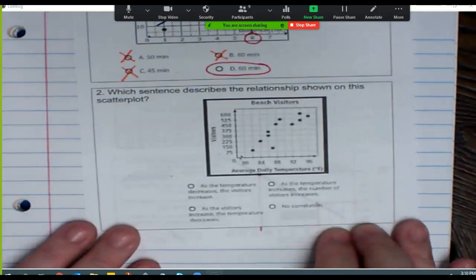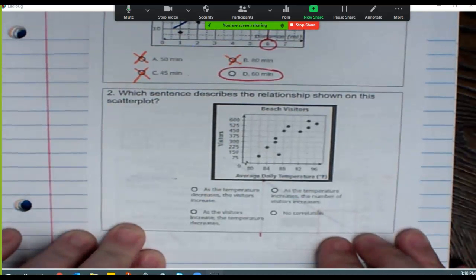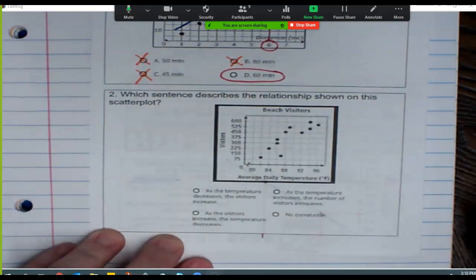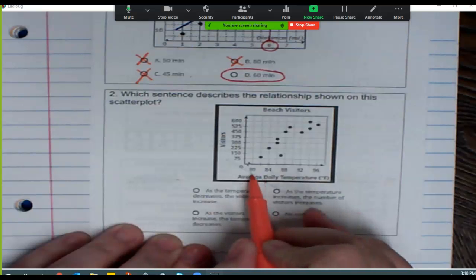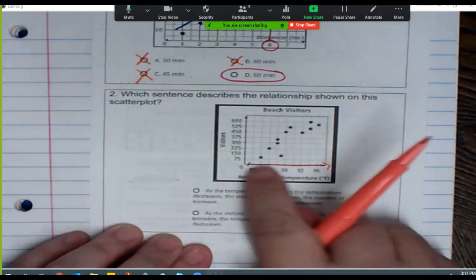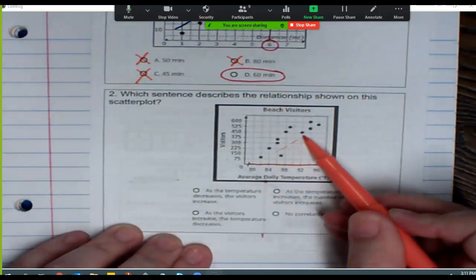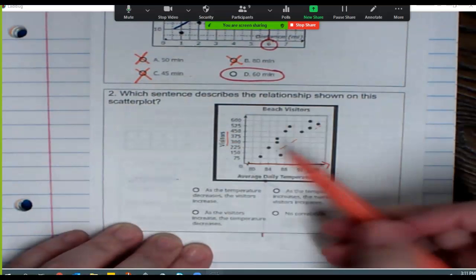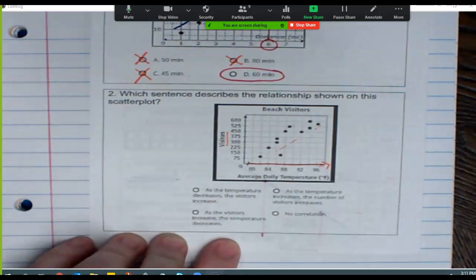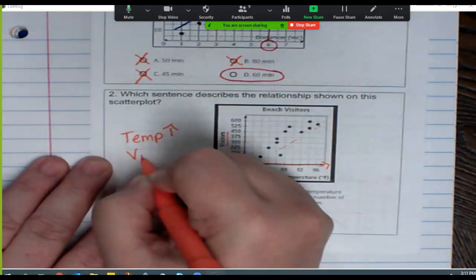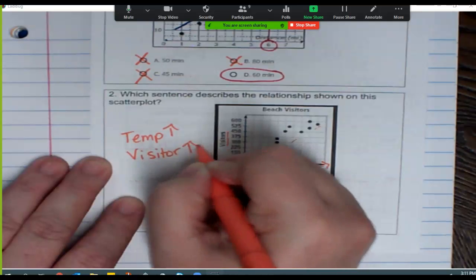Question number 2. This one's like the one on the warm-up, and everybody did phenomenal on the warm-up. Which sentence describes the relationship shown in the scatter plot? Well, let's look at the scatter plot. What's happening? Here, my temperatures, are they going up or down? My numbers are going up. So as I'm moving through the graph, as my temperatures are getting higher, what's happening to the number of visitors here? It's increasing as well.